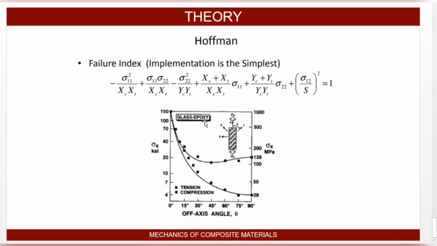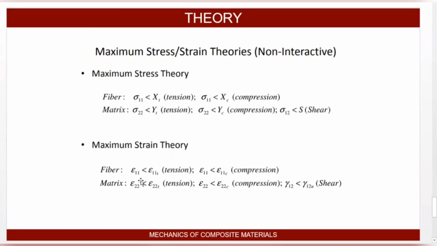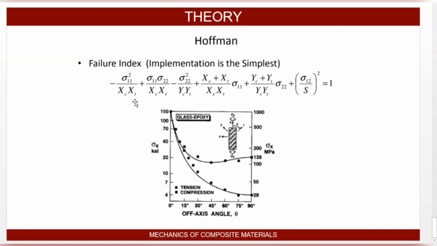The third one is Hoffman, which is straightforward to implement for design, but it is an interactive theory. So as opposed to evaluating each of your E11, E22 in the tensile and compressive, or instead of evaluating sigma 1, sigma 2, tau xy, or your shear stress, they do interact with each other. So this relationship is an interactive theory, and basically, if you're above 1, that shows failure, and if you're below 1, then this would show your design's robust.